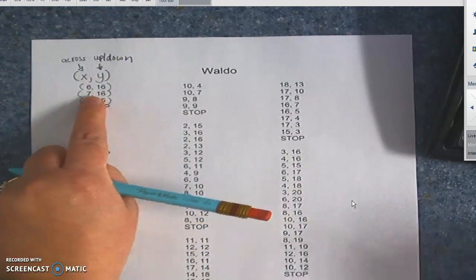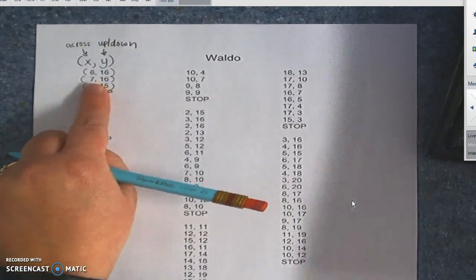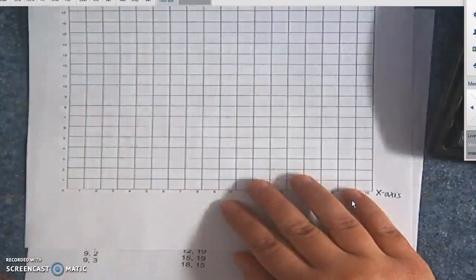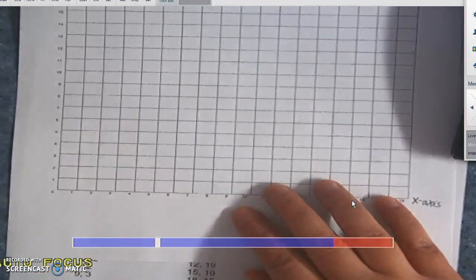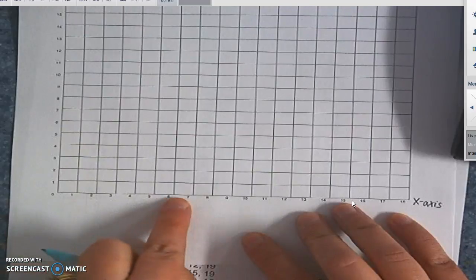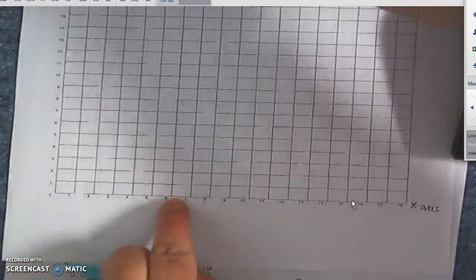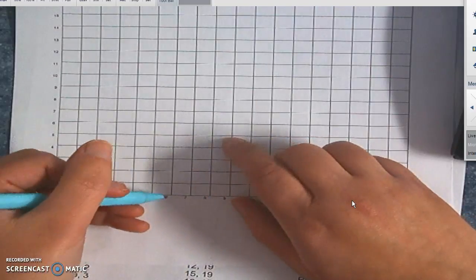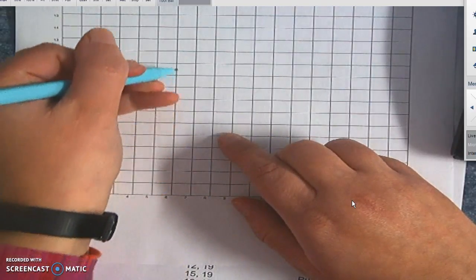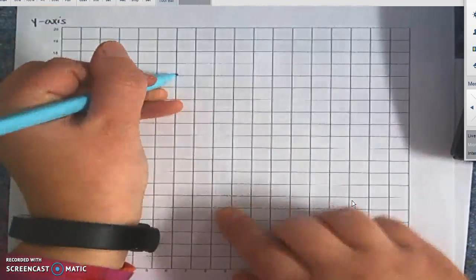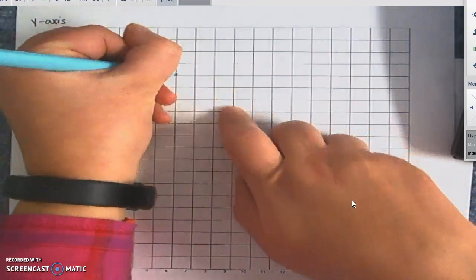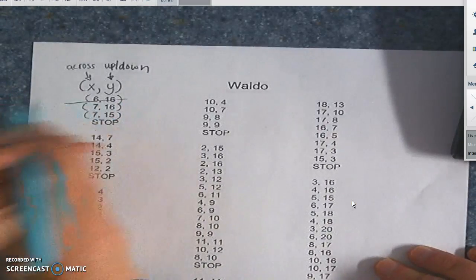So my first point says 6, 16. So that 6 is my x coordinate, so that 6 tells me to go across to 6, and then the 16 tells me to go up to 16. So I find where those two intersect. There's my 16, down there is my 6, and I put my dot. Then I go back to my paper, mark it off.